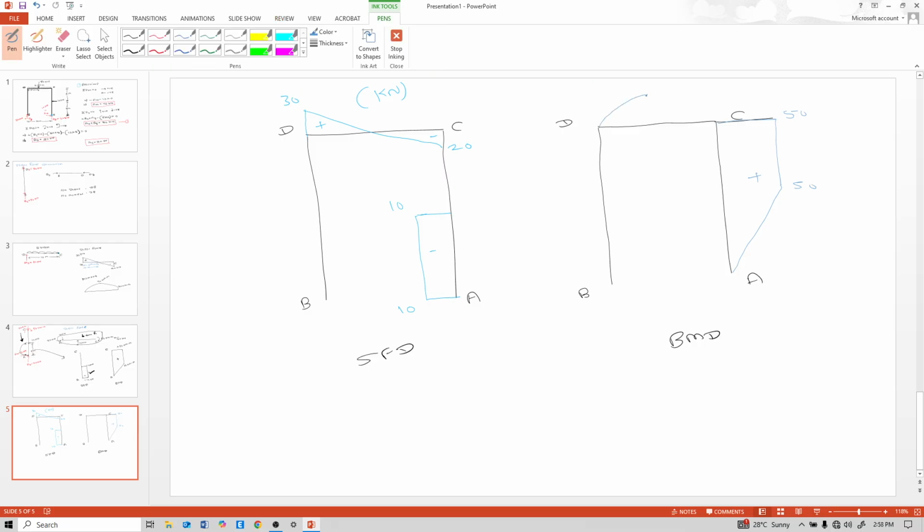Here at a distance 6 meter from this point D, it is 90 kilonewton meter, and at point C it is again 50 kilonewton meter, positive. So see this in StaadPro software.